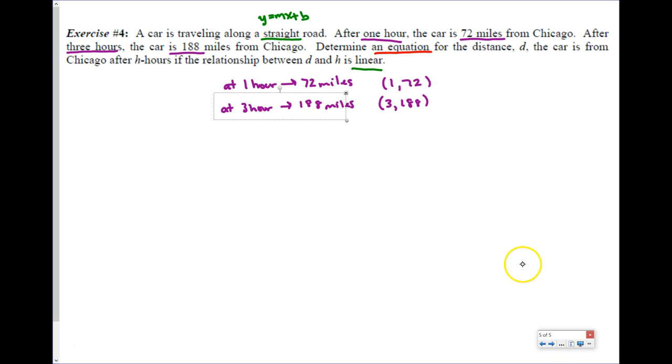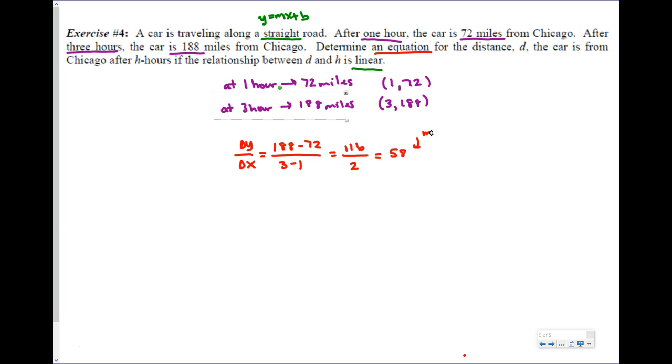Use my red pen to find slope, so the change in y over the change in x. I'm going to subtract my y's, so 188 minus 72 over 3 minus 1. 188 minus 72 is 116. 3 minus 1 is 2. 116 divided by 2 is 58. So I've found my slope, or my m.